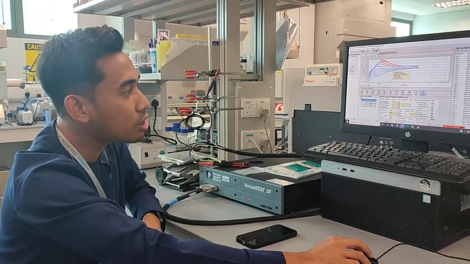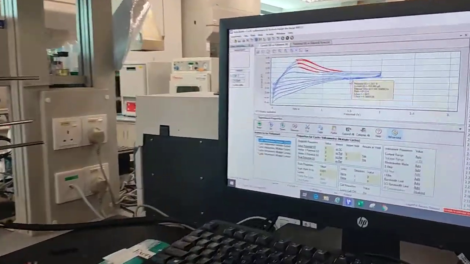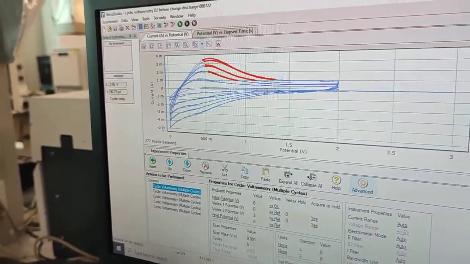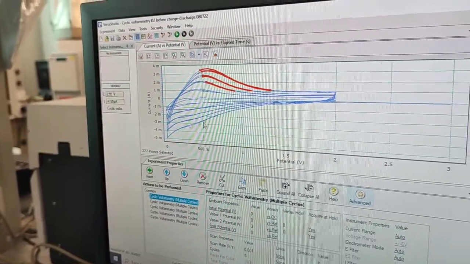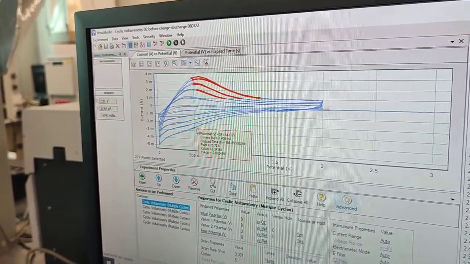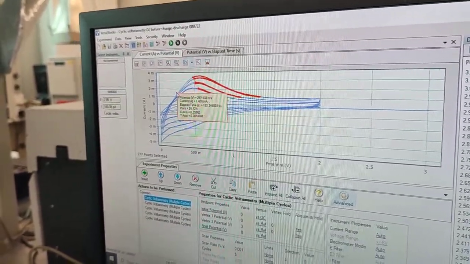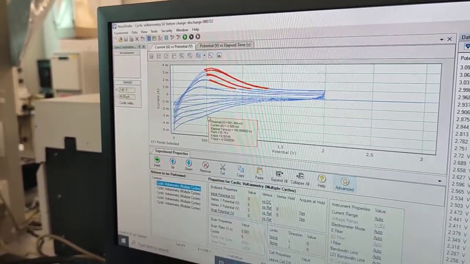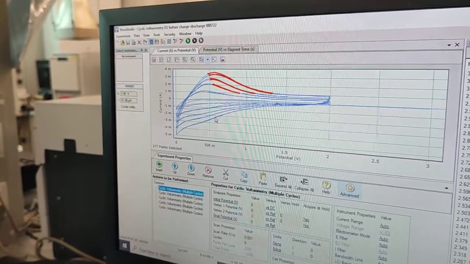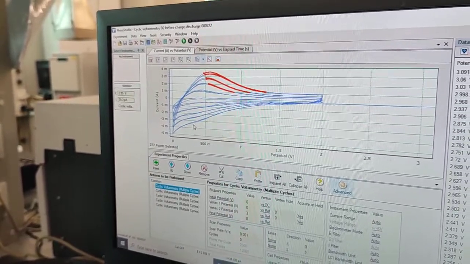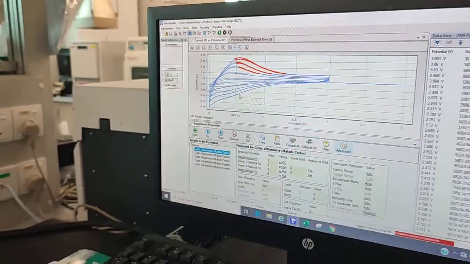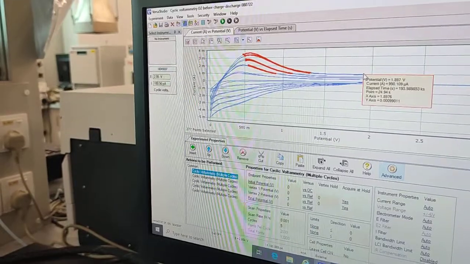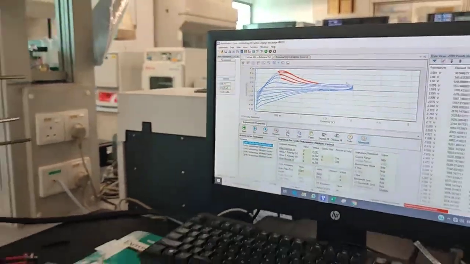So here you can see, when we undergo reduction, from positive to negative potential, there's a peak here. It's a very small peak, but sometimes we can see a very obvious peak like this one. This actually represents the lithiation. That one is the cathodic peak, right? Yes. For half cell, the cathodic peak represents the lithiation, and the anodic peak is the opposite, which is de-lithiation.